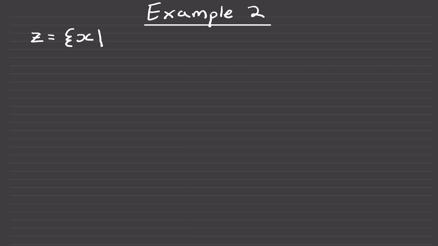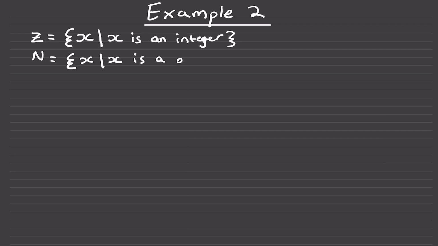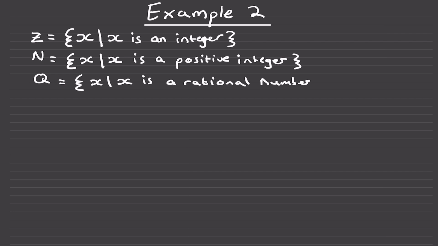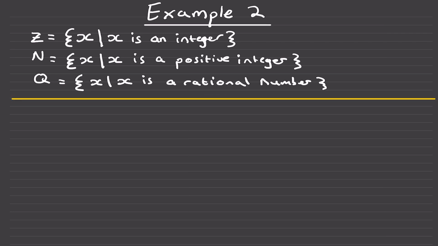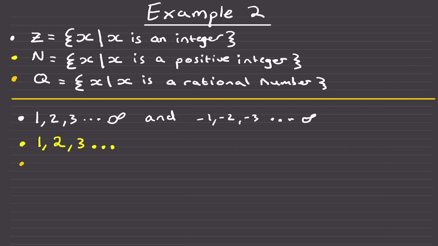If Z is the set of all elements that are integers, N the set of all positive integers, and Q the set of all rational numbers, then Z has elements like 1, 2, 3 going to infinity, and the negative version as well. N has all the numbers that are positive integers, such as 1, 2, and 3. And Q has whole numbers defined as fractions.